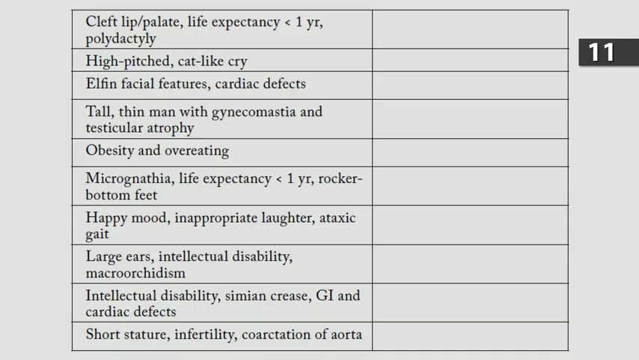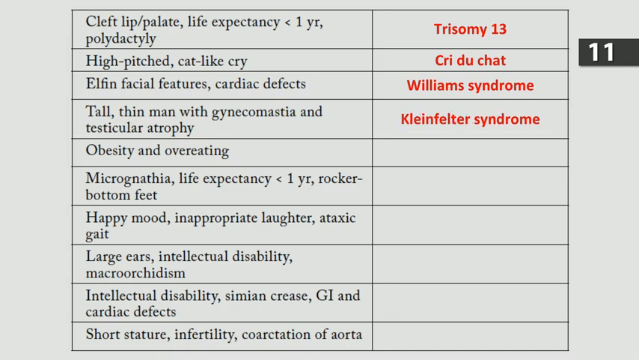Next question. What genetic disorder matches the following description? Cleft lip and palate, life expectancy less than 1 year, polydactyly, that's trisomy 13. High-pitched cat-like cry is Cri du chat. Elfin facial features with cardiac defects. This is Williams syndrome. A tall, thin male with gynecomastia and testicular atrophy. This is Klinefelter syndrome. Obesity and overeating is Prader-Willi syndrome.